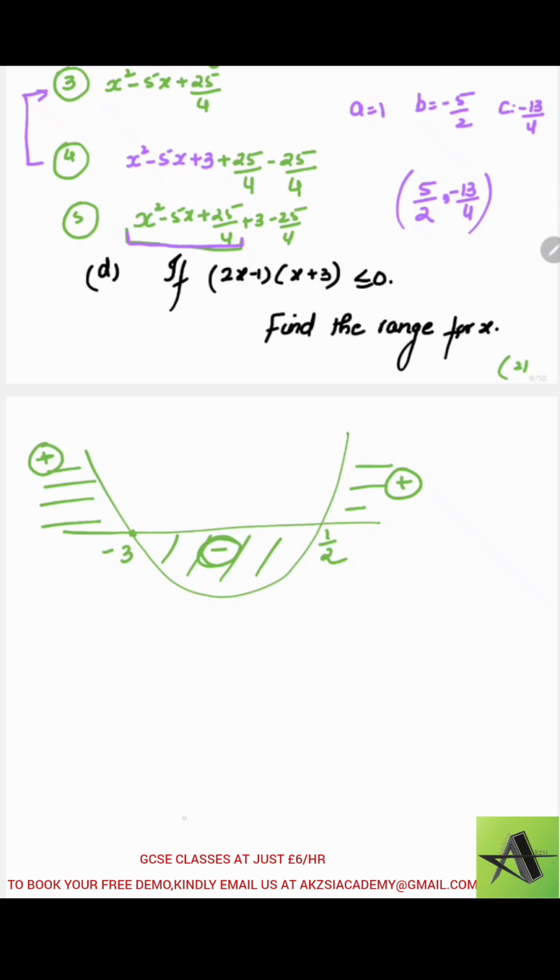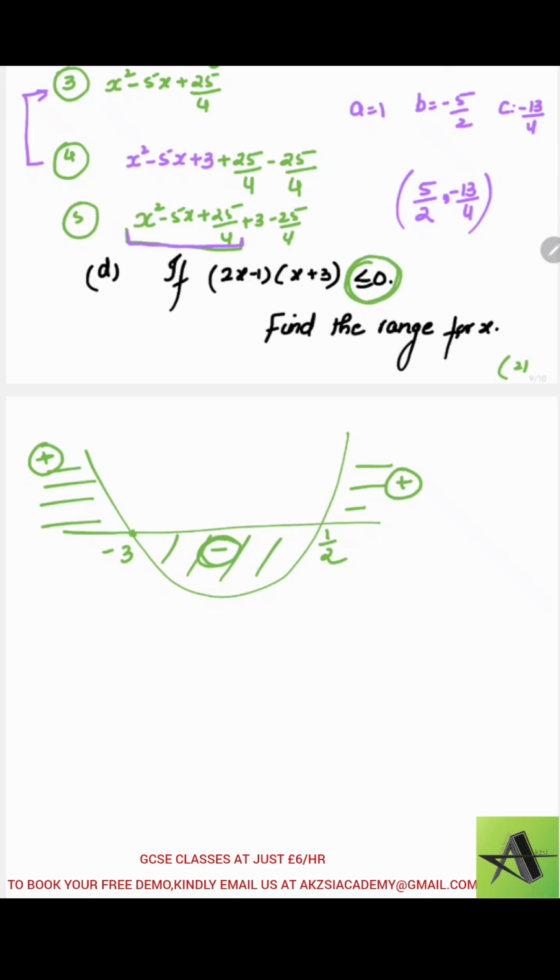So it says this whole expression is less than or equal to 0. We are looking for a region which is less than or equal to 0, that means a negative value. We have to see in which range we will get y as negative. So y is negative between minus 3 and half, clearly.